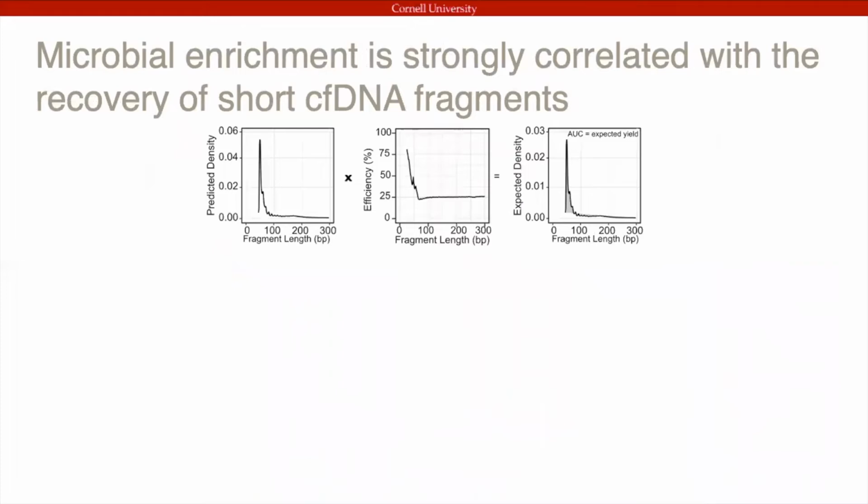And so given that microbial cell-free DNA is ultra short and that different cell-free DNA isolation kits and library preparation strategies perform differently at different fragment lengths, we wanted to see if microbial enrichment was strongly correlated with the recovery of short cell-free DNA fragments. To do this, we created a model where we took the intrinsic density, multiplied that by the efficiency of the sample preparation workflow, or the transfer function. And by taking the area under the curve of the resulting fragment length profile, we could compute the expected yield of the assay.